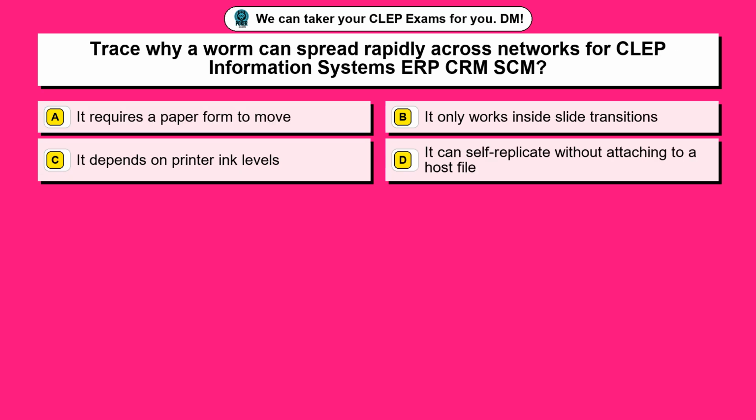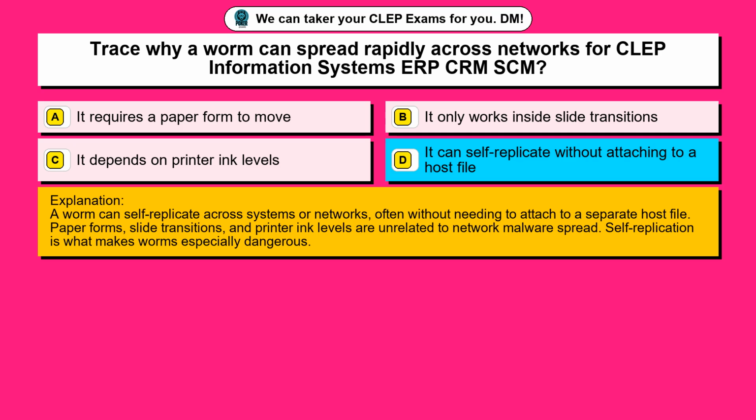Question 40. Trace why a worm can spread rapidly across networks for CLEP Information Systems ERP CRM SCM. Option A. It requires a paper form to move. Option B. It only works inside slide transitions. Option C. It depends on printer ink levels. Option D. It can self-replicate without attaching to a host file. The correct answer is option D. It can self-replicate without attaching to a host file.